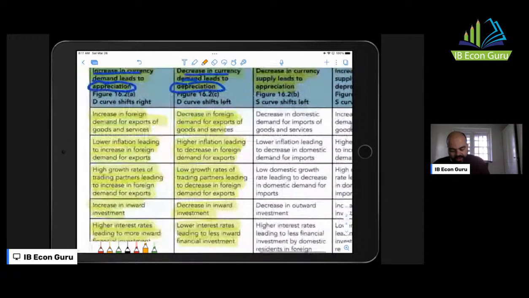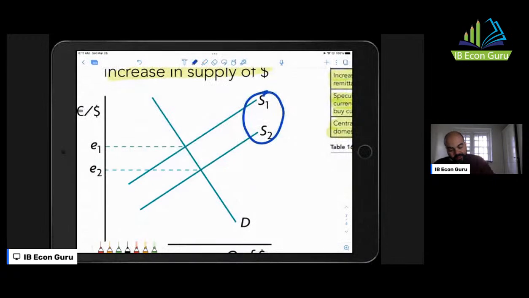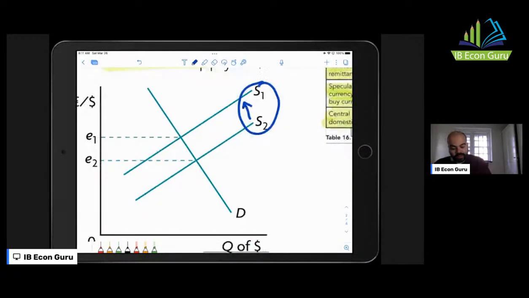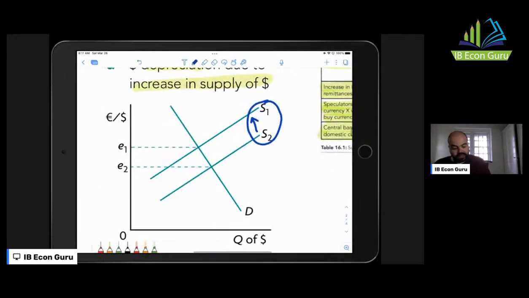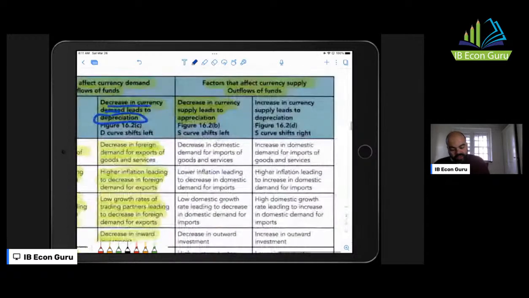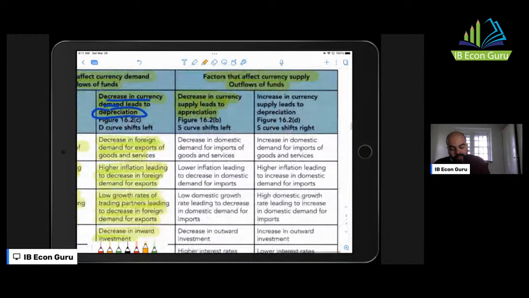It's this diagram here. A decrease in the supply of the US dollar will lead to an appreciation of the US dollar against the euro. What could lead to a decrease in currency supply? Well, maybe there's a decrease in domestic demand for imports of goods and services. Americans are basically not demanding as much imports from overseas.